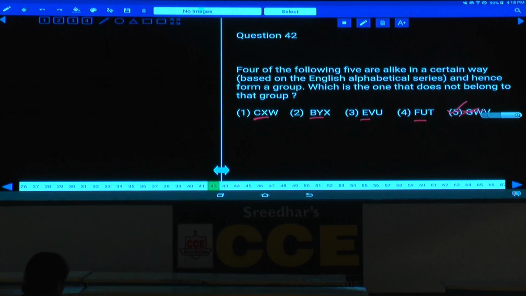And the relation between the remaining two, X and W it is minus 1, Y and X it is minus 1, V and U minus 1, W and V minus 1. But here the first two letters are not opposite pairs. In the given terms, in all the terms except in choice 5, the first two are opposite, the second and the third are minus 1. Hence choice 5 is the odd one.